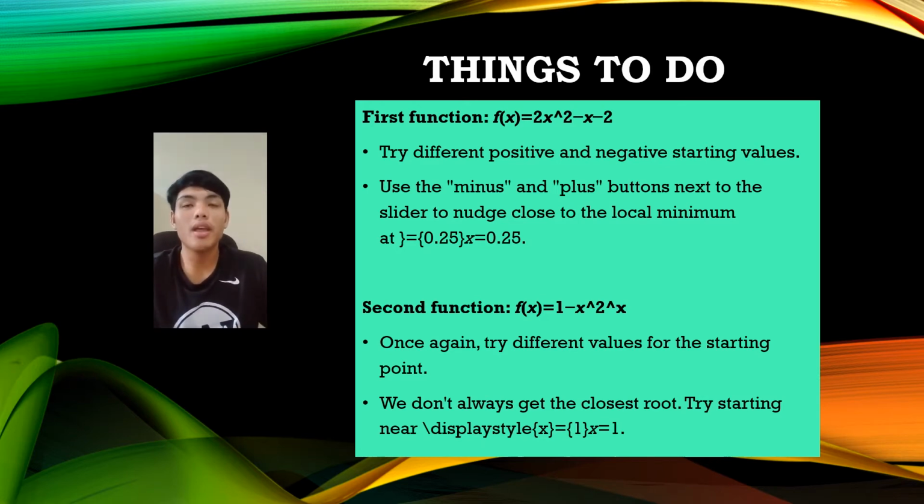Second function: f(x) equals 1 minus x squared. Once again, try different values for the starting point. We don't always get the closest root. Try starting near x equals 1.